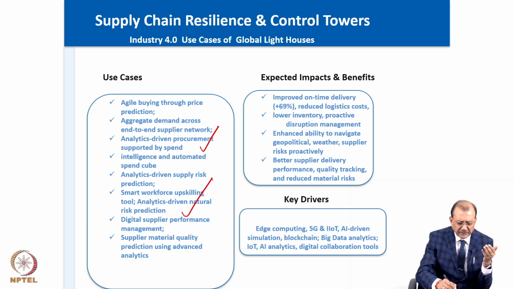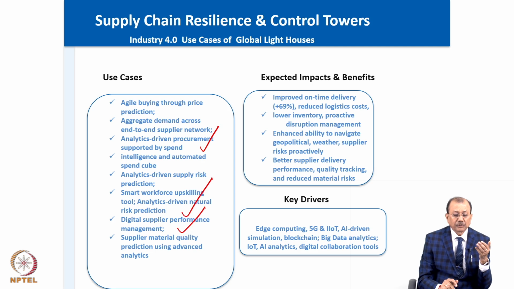Similarly, smart workforce scaling, which we already discussed. Digital supplier performance management is a very important use case which companies are using, though it is not so easy to develop. But once you have connectivity, once you set the KPIs for the performance of your supplier, whether they supply in time, whether their products are up to the specification you have given, and if there is a repair ask or a replacement ask, whether they have given the replacement in time.